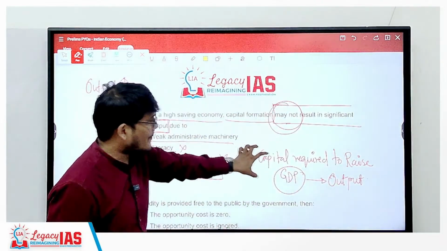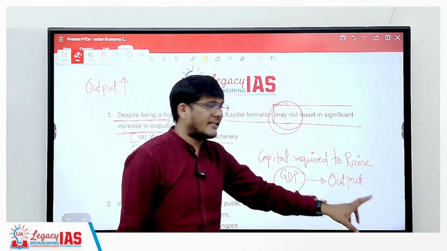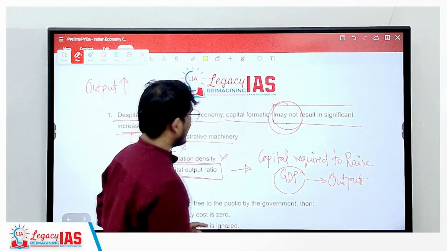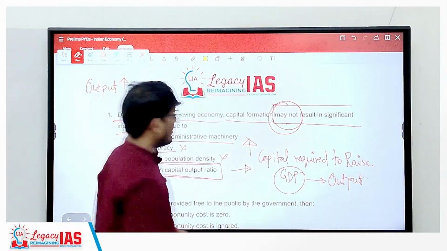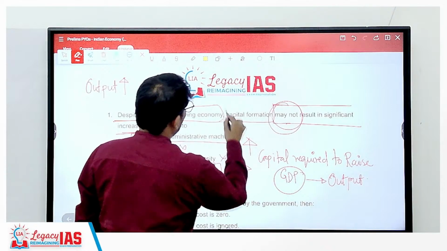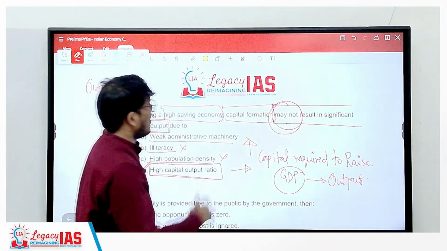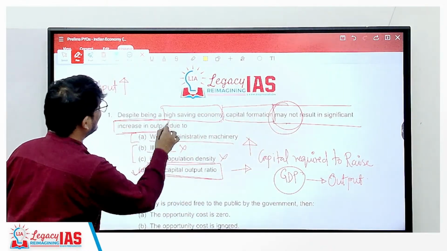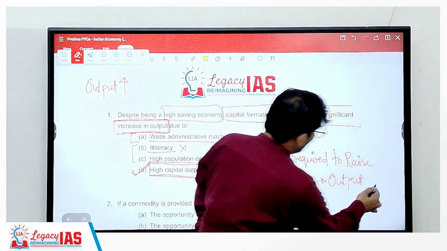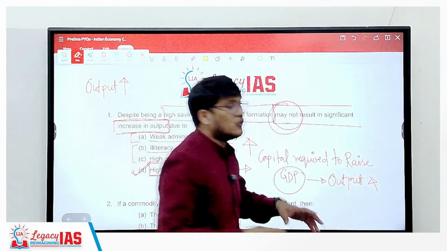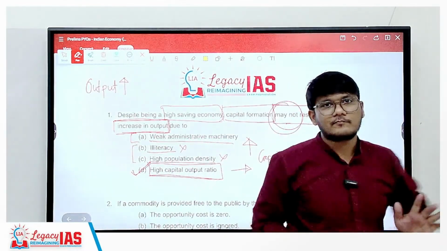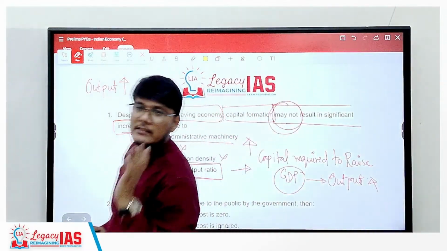So if the capital required to raise GDP, that means capital required to raise the output, is high, then what will happen? You can have high savings leading to capital formation, but still a significant increase in output is not there. Why? Because for every percentage increase in GDP, you need a huge amount of capital. That is the correct answer.